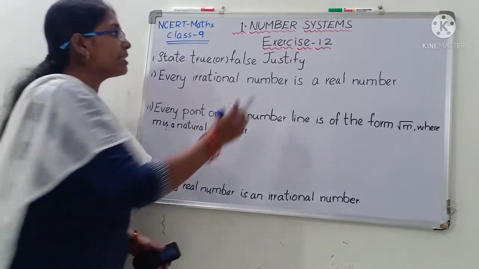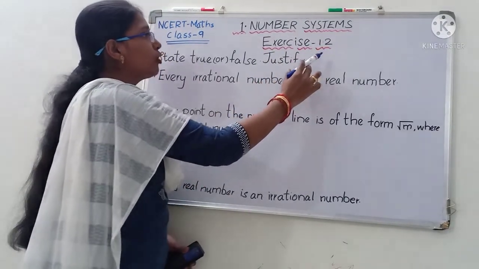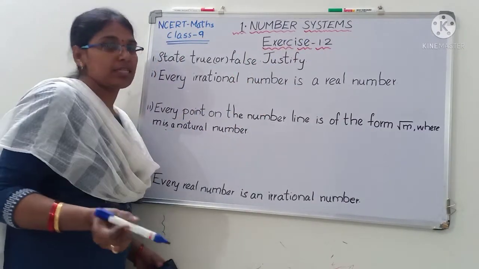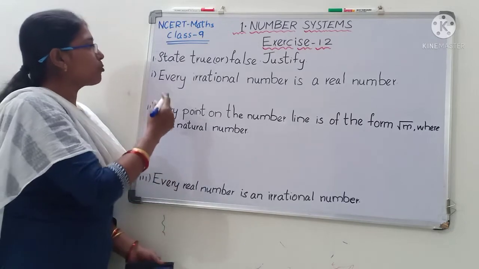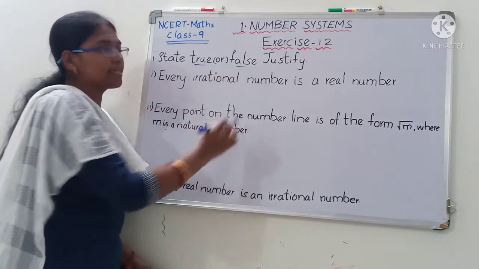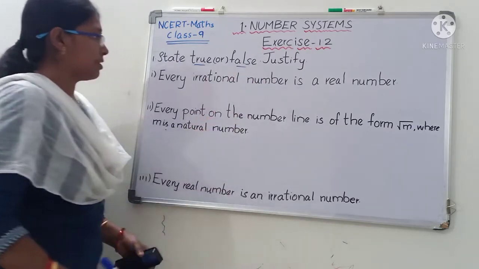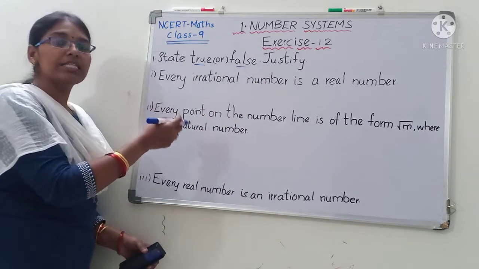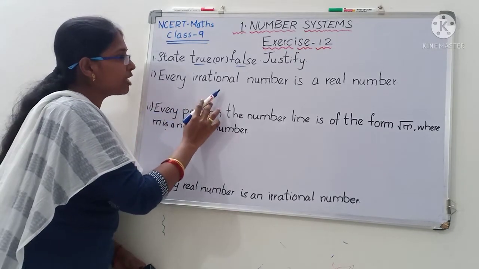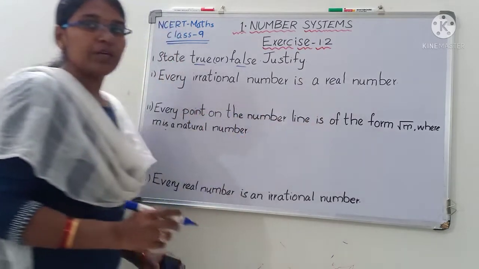Children, today let's discuss problems of exercise 1.2 in the chapter Number Systems of class 9 NCERT maths textbook. Children, what is the first problem? State whether the following statements are true or false and justify your answers. Okay children, you should state whether these statements are true or false. What is the first statement children? Every irrational number is a real number.